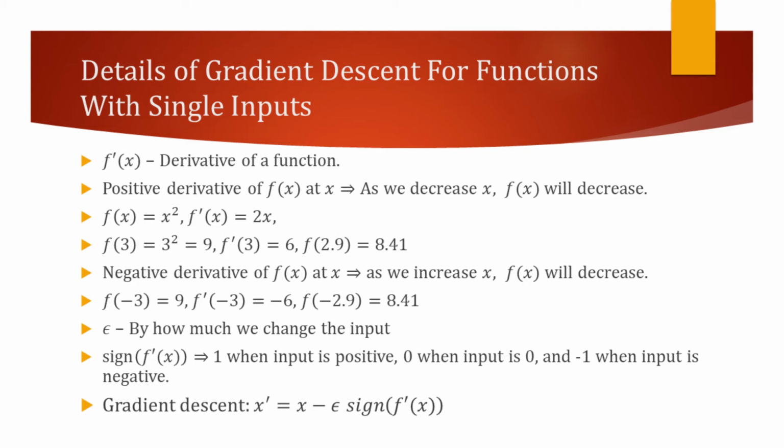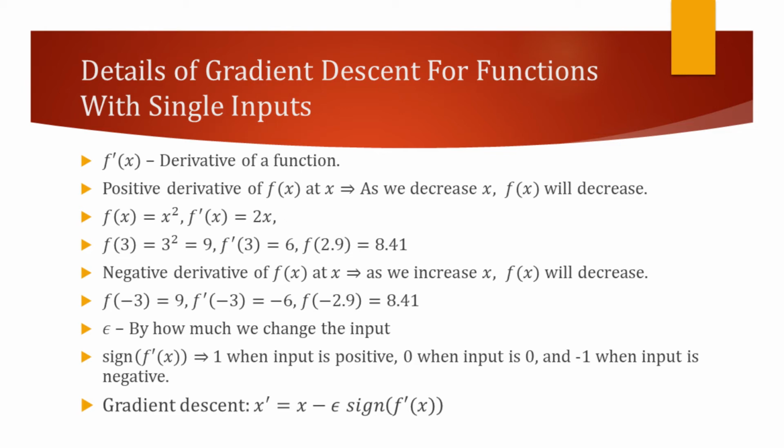In gradient descent, the amount by which we change the input is determined by epsilon. Based on the derivative, whether to decrease or increase the input by epsilon is determined by the sign function. When the input to the sign function is positive, it outputs 1. When the input is 0, it outputs 0. When the input is negative, it outputs -1.